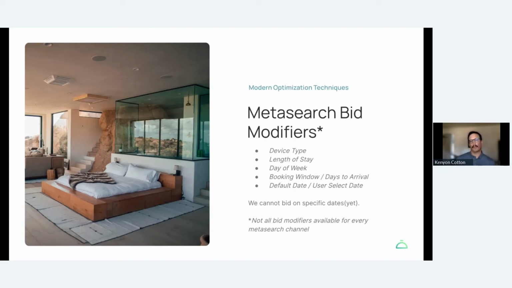Also, default date and user select date. Default date will serve up a popular date within the market. You can bid on that, especially if you're coming into high season, have a number of, let's say, market-wide events coming. You can leave it there, or you can bid higher on user select date. And strategically, different ones make sense for different hotels at different times. We can't bid on specific dates just yet, but we think that's coming down the pike very soon. Eventually, we think that'll be something that you can do within Metasearch.